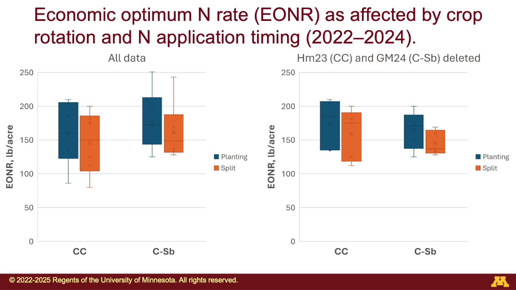We did a pretty good job of being right around our guideline for split applied N for corn after beans. And when we applied at planting, it was a little bit wider and it seems to have taken more N. That bar is taller, it's up higher. And corn on corn takes more N, and as in the earlier part of the study, there's more variability in the optimum N rate in corn on corn. It's harder to figure out what the right rate is.